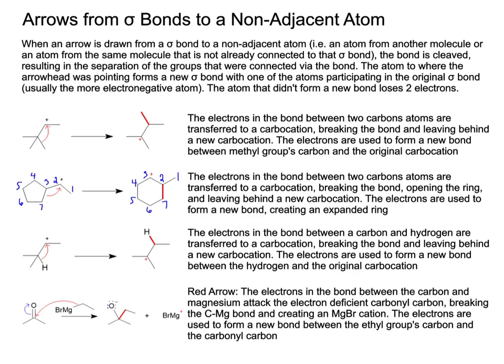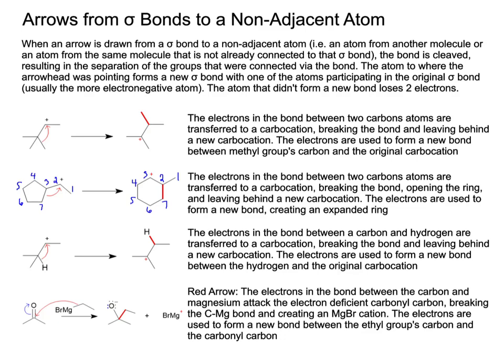In our last example on this page, we're going to talk about that red arrow that we alluded to on the previous slide. The electrons in the bond between the carbon and magnesium attack the electron-deficient carbonyl carbon. That's the carbon double bonded to the oxygen. Since we are attacking from a bond, that bond is going to break, separating the carbon from the magnesium.